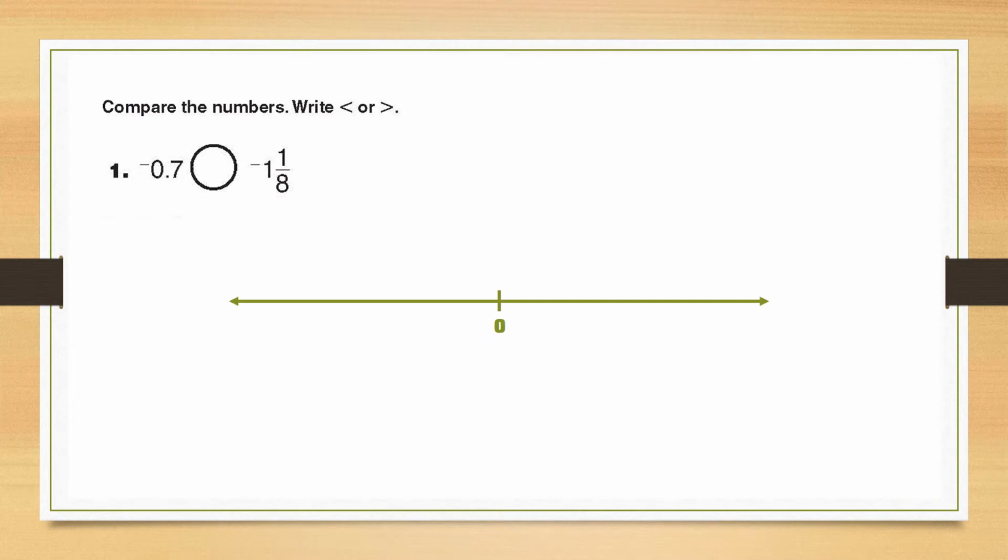Compare the numbers. Write less than or greater than. -7/10 is 7/10 to the left of 0. -1 and 1/8 would be 1 whole unit, and then 1/8 of a unit more to the left of 0. Because -0.7 or -7/10 is to the right, it is greater.